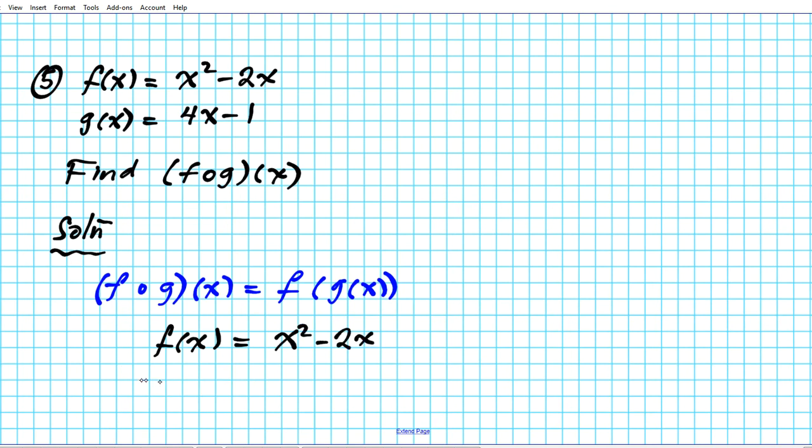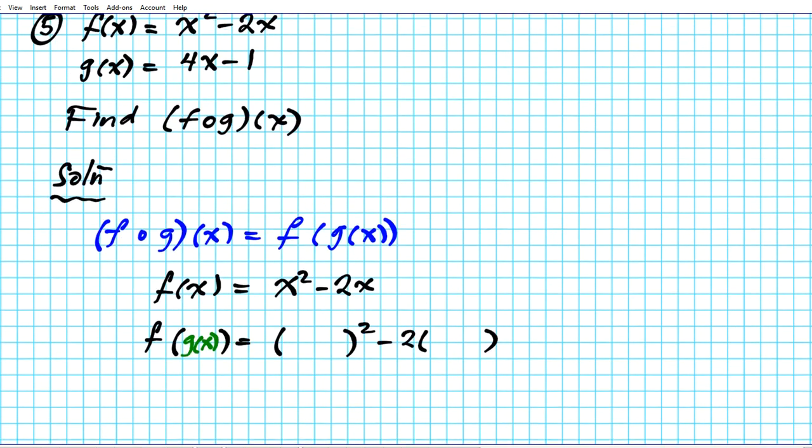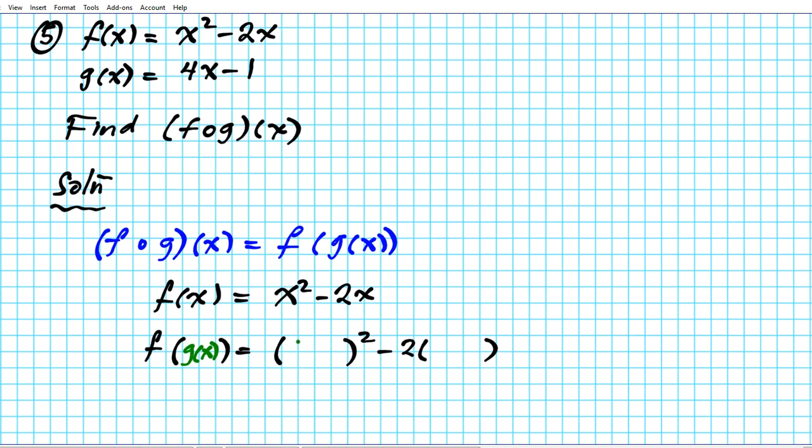Alright, now let's get it prepped for composition. We're going to take out the x's, okay? So take out the x's, if parenthesis square minus 2 parentheses. On the left side we're going to plug in the name of the inner function, which is g of x. And then on the right side we'll plug in the value of g of x, which is 4x minus 1. So you put in 4x minus 1, and here you put 4x minus 1.